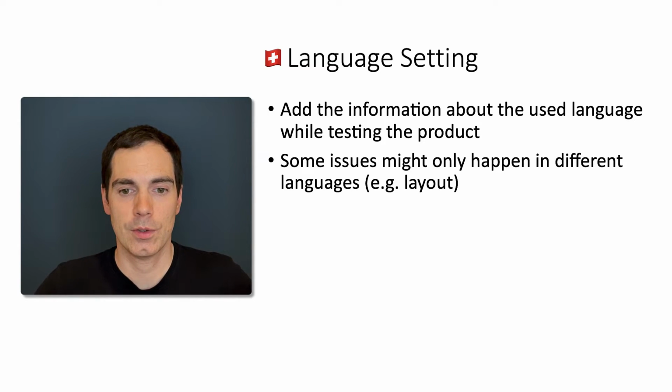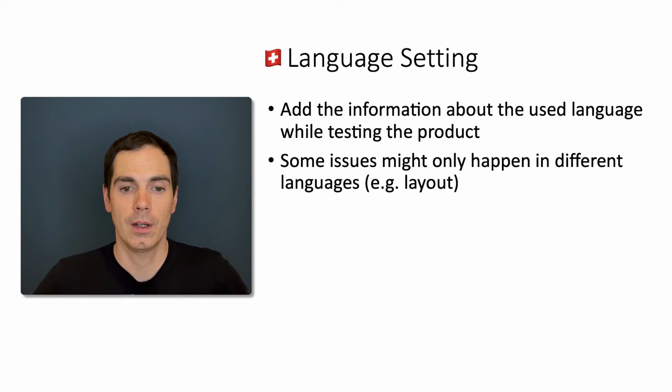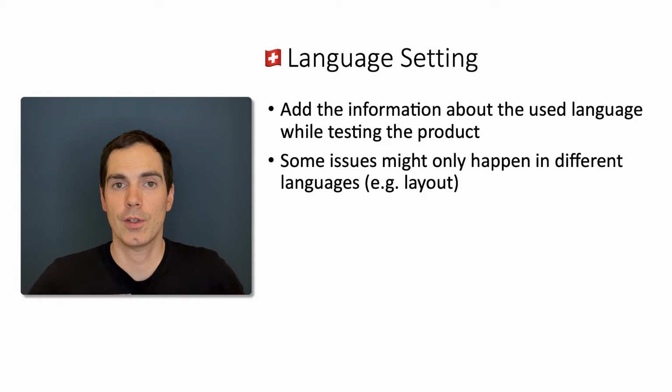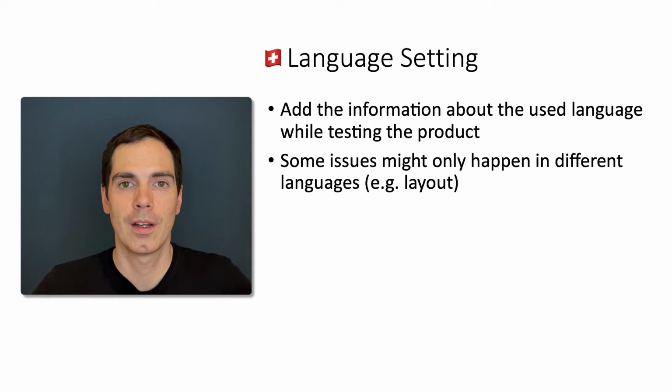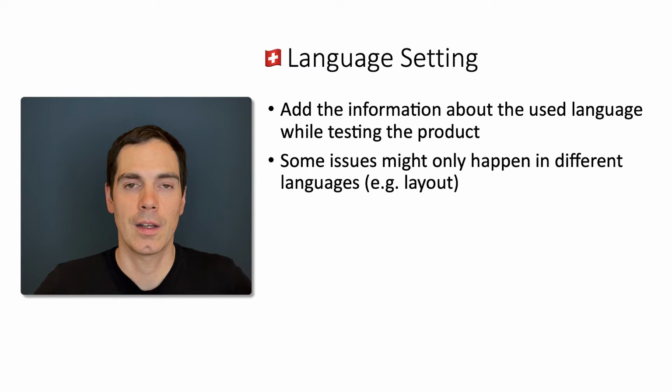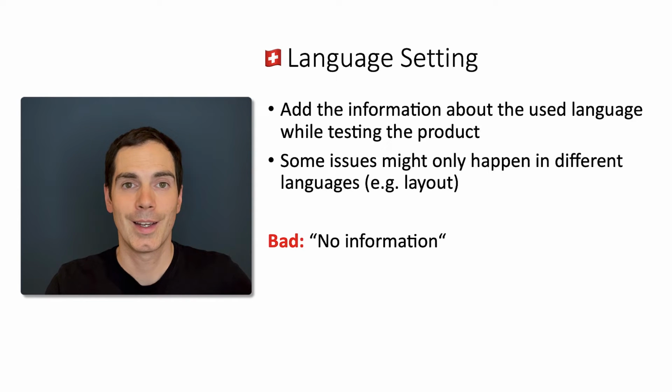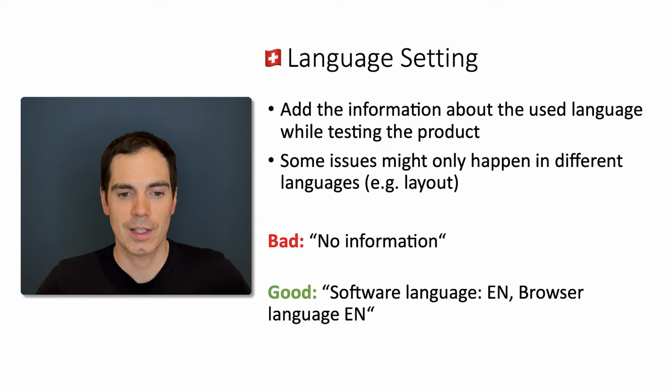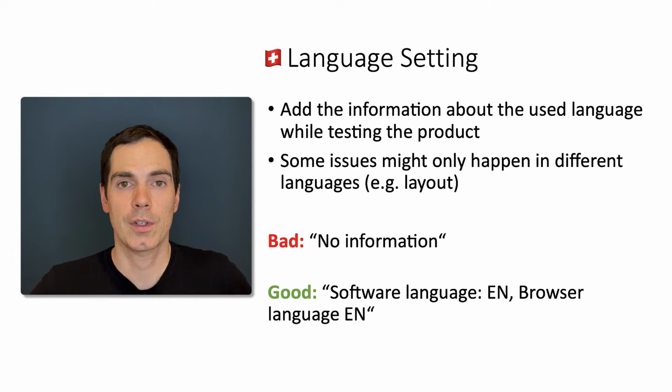As I said, some issues might have an impact on the layout, for example. If you have the German language, which tends to be longer compared to other languages, there might be some UI glitches, like a button with a 2-line name, but it should be a 1-liner. So this is helpful information as well. Again, no information is bad information here. But a good example could be: the software language was English, the browser language was English too.